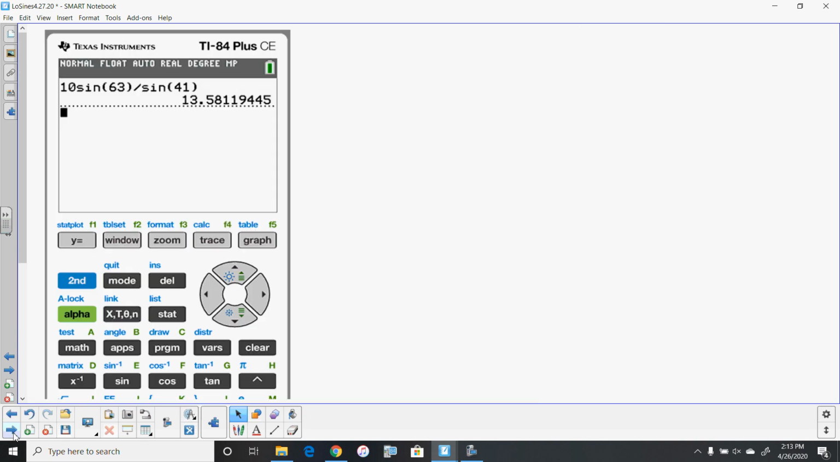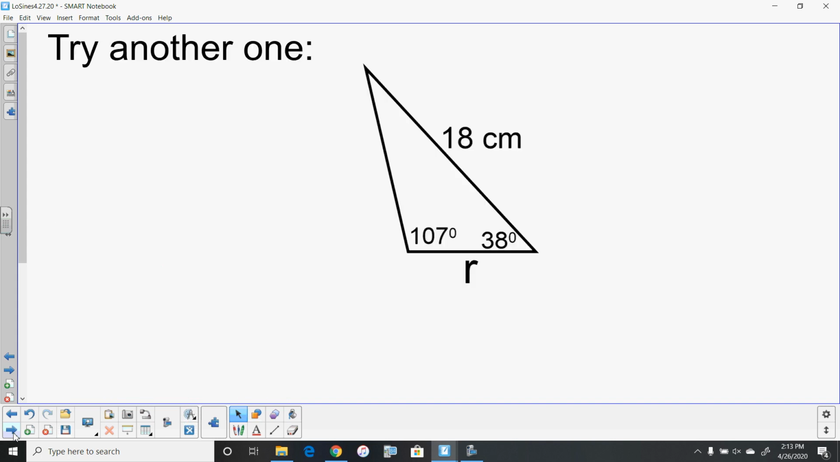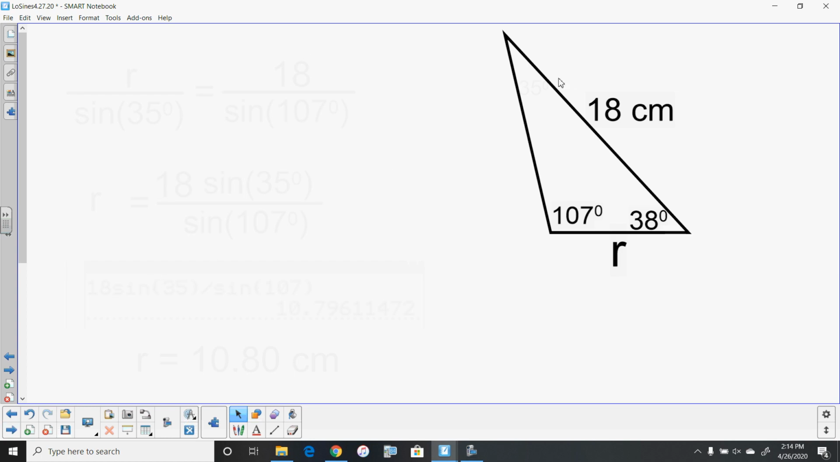Here's what you can type into the calculator, 10 sine 63 over sine of 41, 13.58, boom. We'll do one more where you're solving this one again. Now, one thing you may be thinking, oh shoot, I don't know the angle across from R. But anytime we have a triangle, we know 2 out of the 3 angles. Add those up, subtract that from 180, and that's how we can get our third angle there. So I know my third angle is 35 degrees.